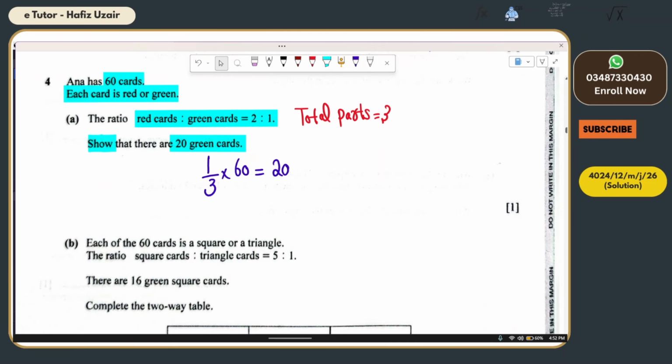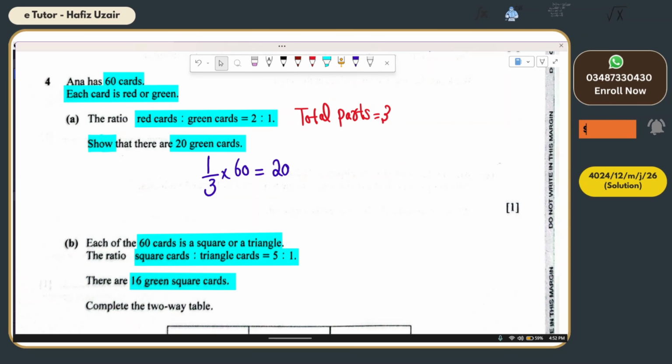Now in the B part, each of the 60 cards is a square or a triangle. So now these 60 cards may be a square or a triangle. The ratio of square cards to triangle cards is given, that is 5:1, and there are 16 green cards.